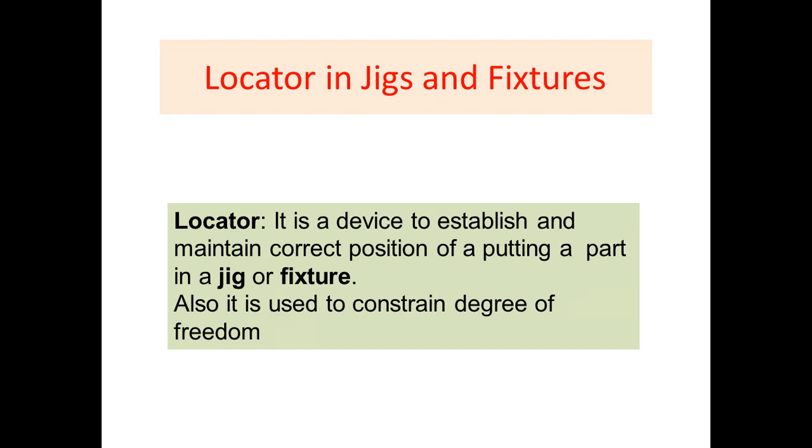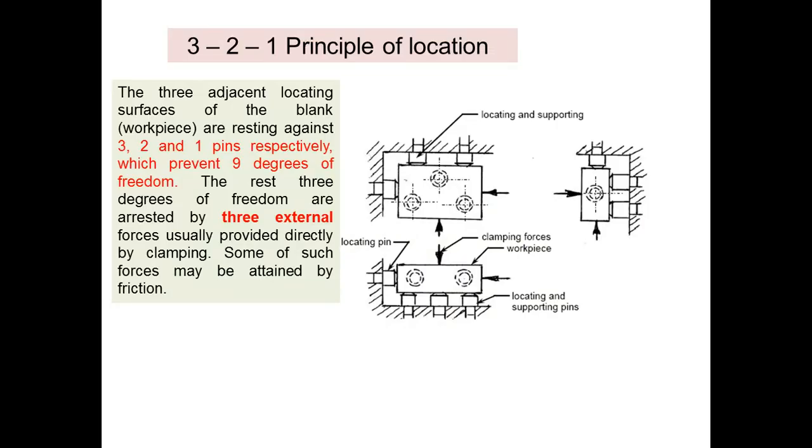There are two objectives of a locator. First, to put the part correctly, and second, to see that it is not allowed to move in any degree of freedom. The most important is the 3-2-1 principle. If we have a flat-surfaced component like a block, and you put 3 pins on one side, 2 pins on the other side and 1 pin on the third face, 9 degrees of freedom can be constrained using these 6 pins. That's why this is one of the very important principles we use, and it is called the 3-2-1 principle.